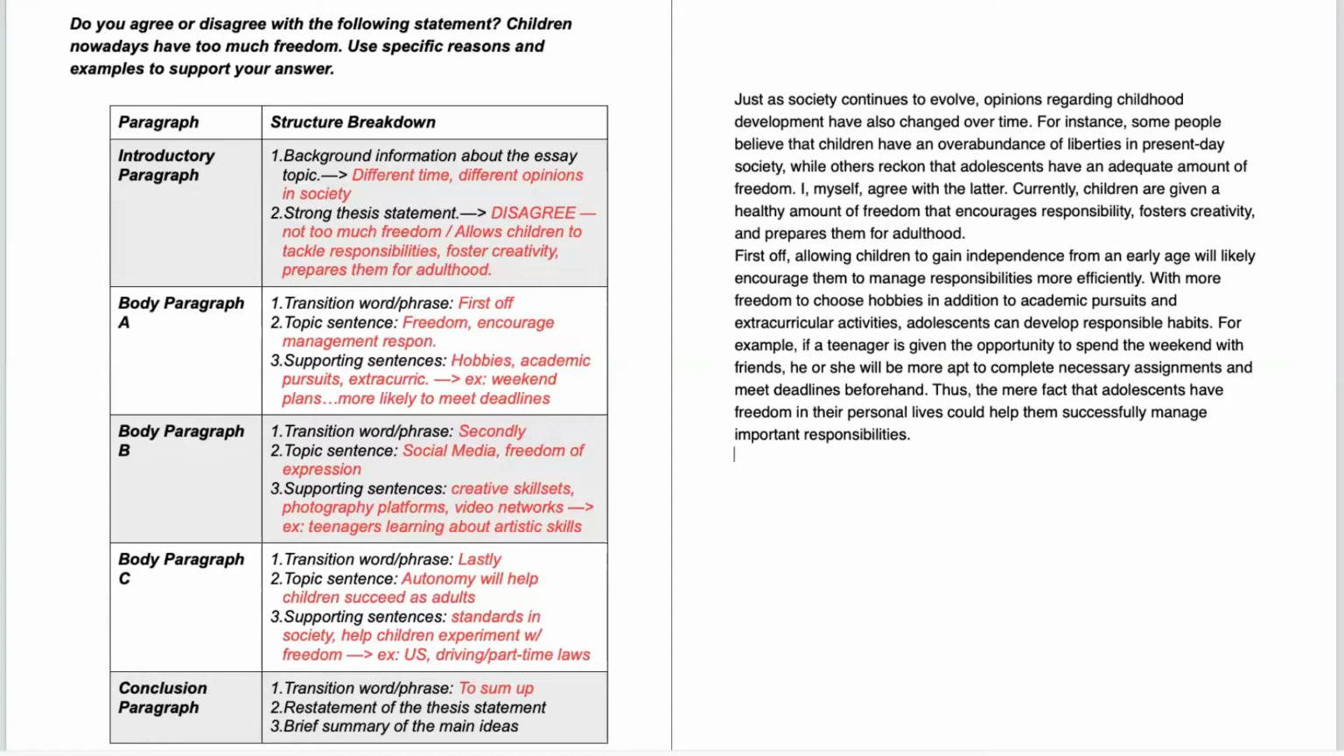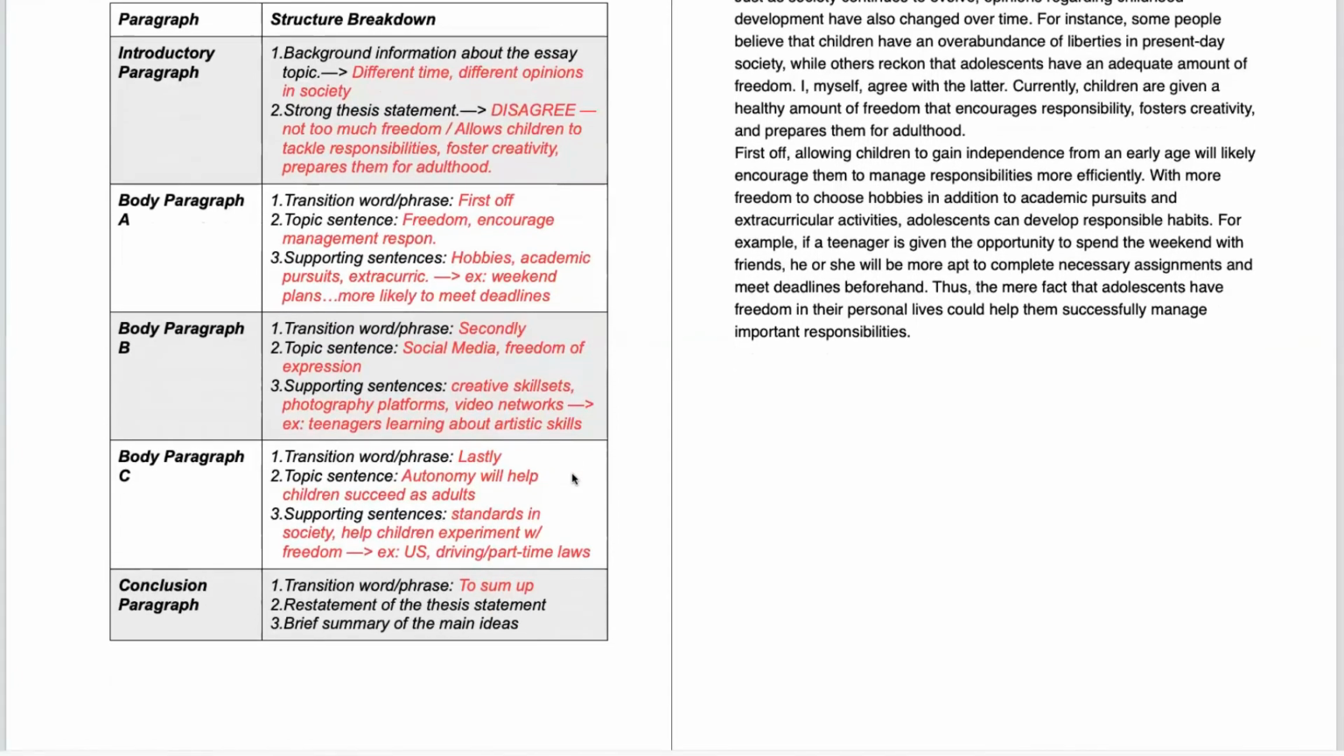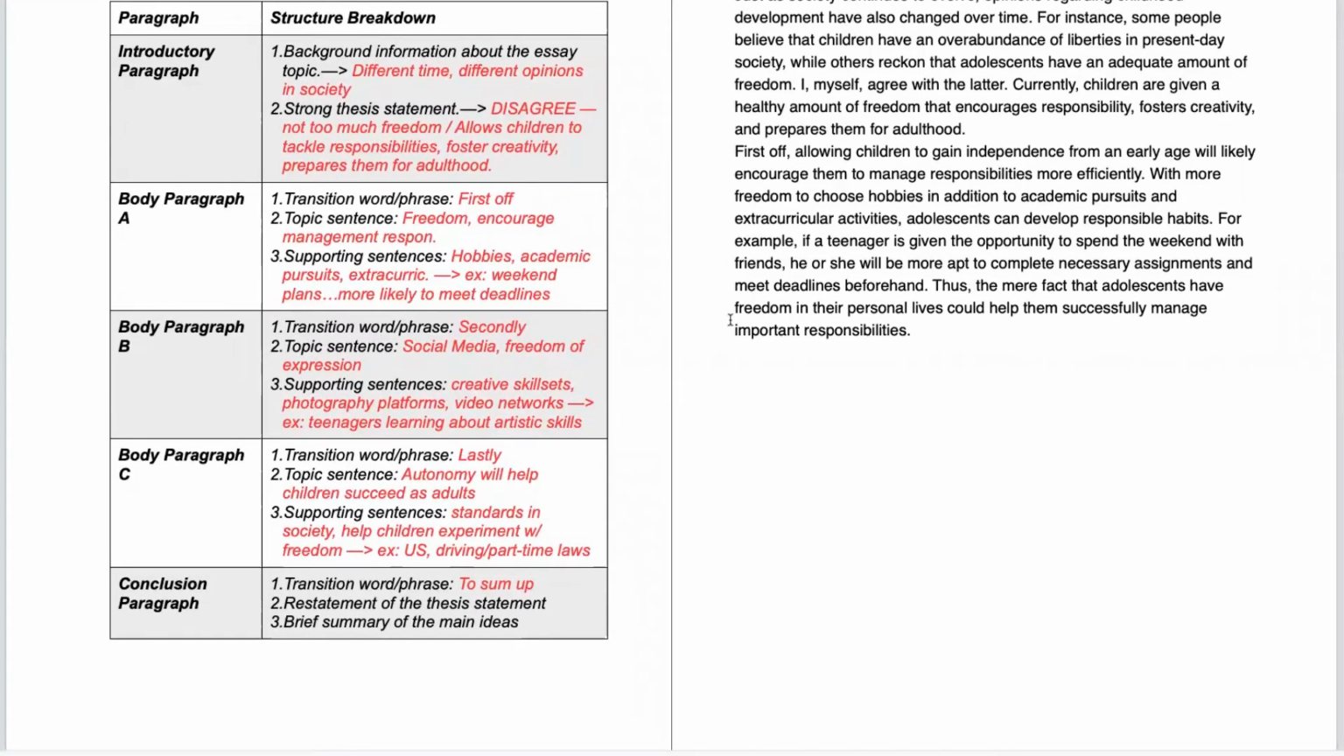Now I'm going to look at body paragraph B. Remember, my transition word and phrase was "secondly," and I've already got my topic sentence ready. I'll say, "Secondly, the prevalence of social media platforms has provided the current generation of youths with an unprecedented freedom of expression."